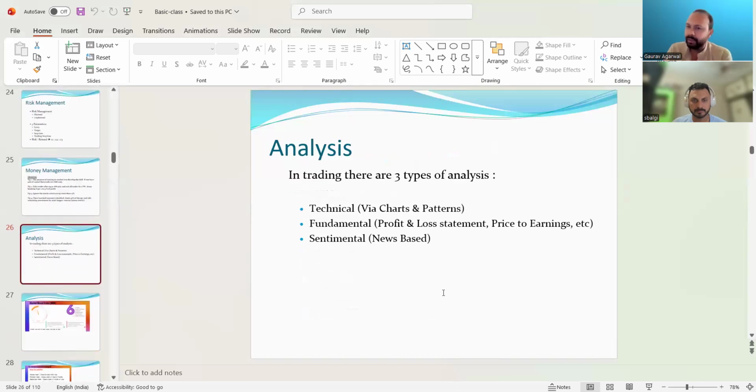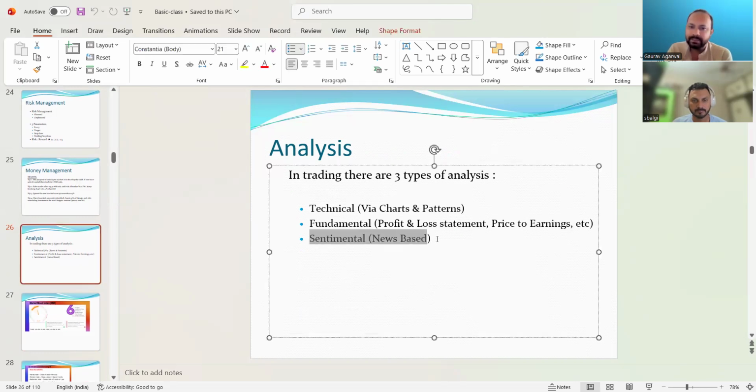So there are three types of analysis. Fundamental, as you already know what fundamental analysis is. Second is technical, where we will talk about charts, patterns, and indicators. And third is sentimental, which is news based. This we don't use for trading purposes.